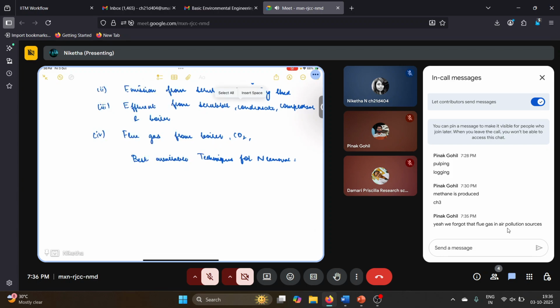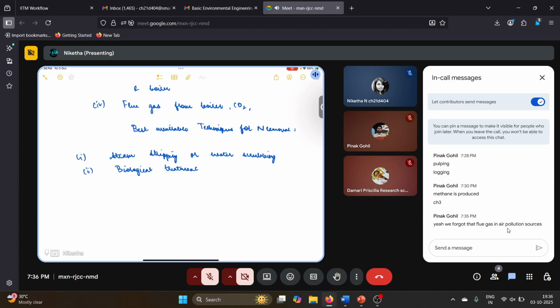They are steam stripping or water scrubbing, or biological treatment. Biological treatment means nitrification and denitrification.